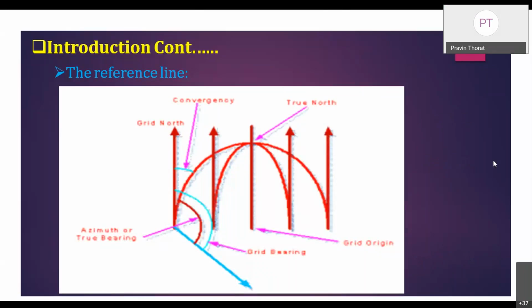These are all about the various types of reference lines to be provided. That is grid north, convergence, true north, azimuth or true bearing, grid bearings. This figure shows the various reference lines used in surveying.